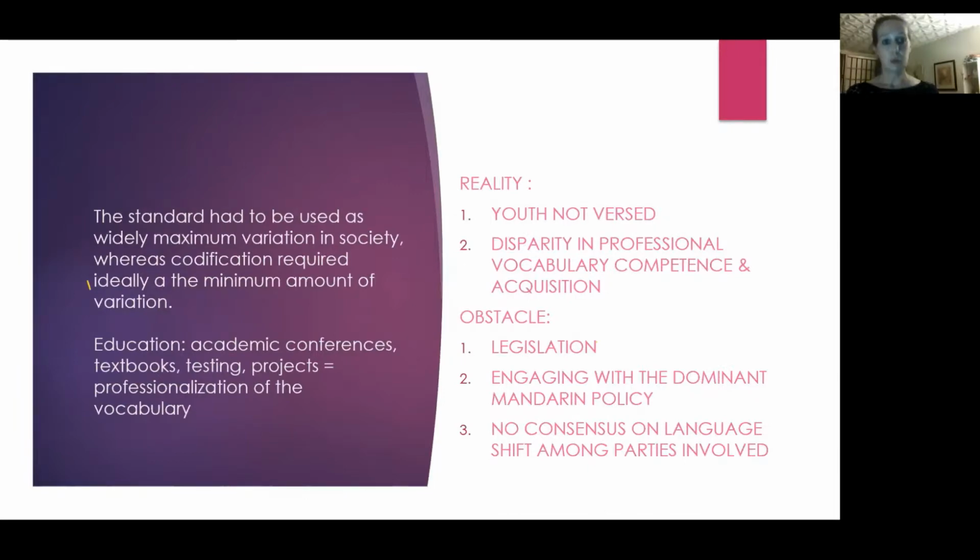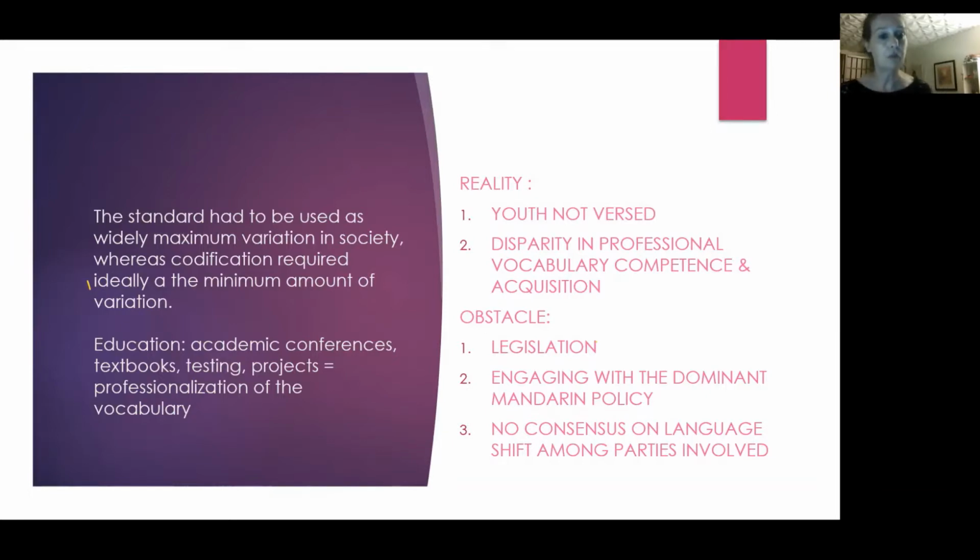So the standard has to be used as widely as possible, maximum variation in society. Whereas when we talk about codification, it's actually a minimum amount of variation. What we mean is that when we have a dictionary, when we have one word, then we have 17 different pronunciations and meanings, that's rather complex. But the standard for the elaboration has to be used as widely as possible in every single domain. Go to the bank, in the hospital, and spread it out in education, academic conferences, create textbooks, set up testing systems.